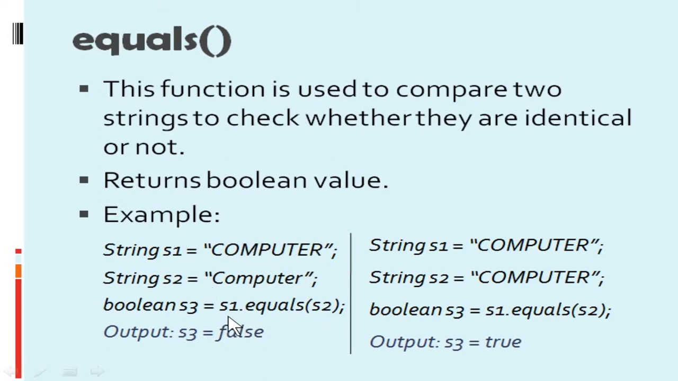So you have to write like this: s1 dot equals, within brackets the second variable. It doesn't matter whether you put s1 or s2 in front or back, but this should be the format to write. Within the brackets you write the second variable, so it will compare both. If both are identical, including the case, then it returns true. Here in this case, the first one is uppercase and the second one is lowercase, so it returns false. In the next example you can see both are the same, identical, both are uppercase, so it returns the value true as the output.